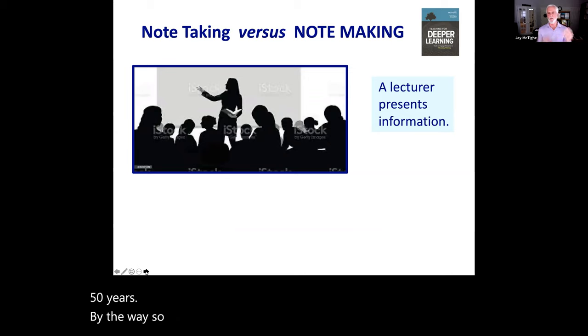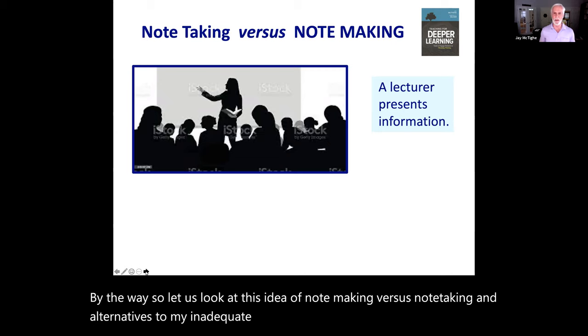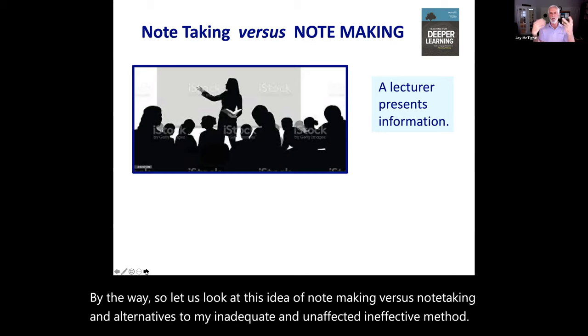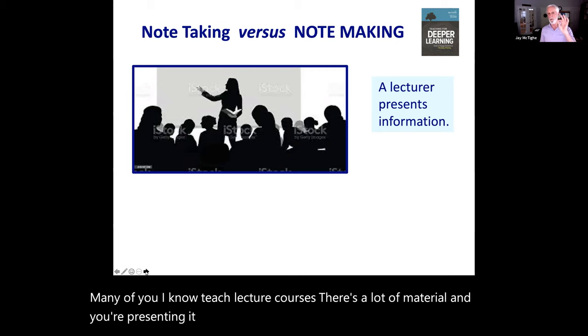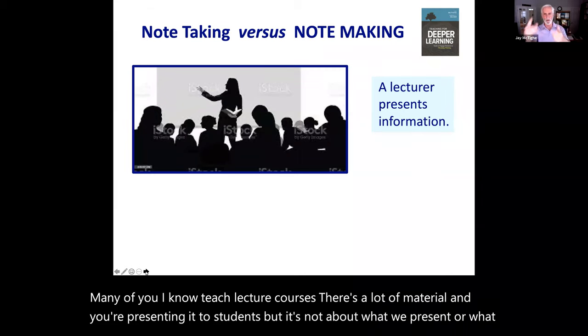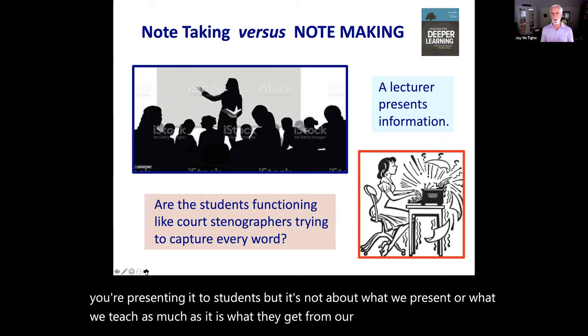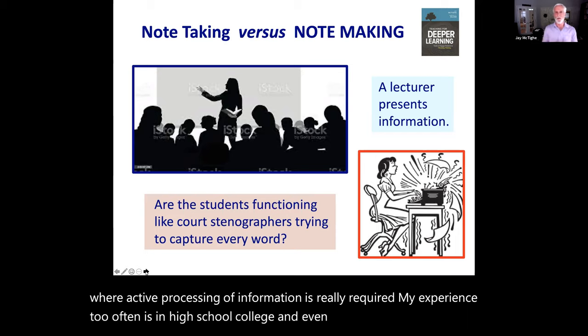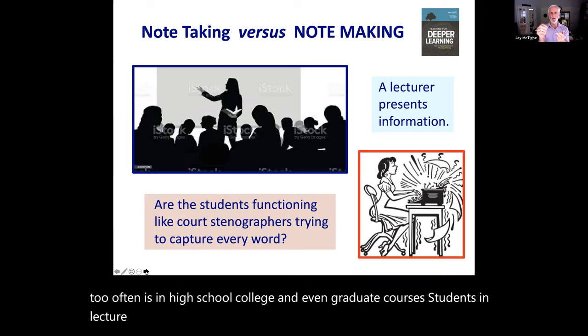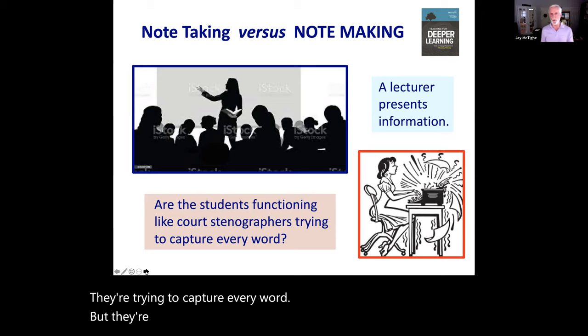So let us look at this idea of note making versus note taking and alternatives to my inadequate and ineffective method. Many of you, I know, teach lecture courses. There's a lot of material and you're presenting it to students, but it's not about what we present or what we teach as much as it is what they get from our teaching. And this is where active processing of information is really required. My experience too often is in high school, college, and even graduate courses, students in lecture presentations are often functioning like court stenographers. They're trying to capture every word, but they're not processing the information, they're just recording. And it could be almost like a cranial bypass.